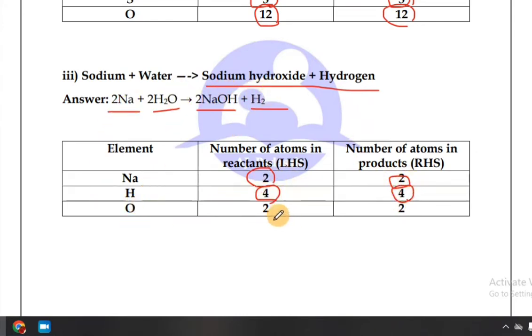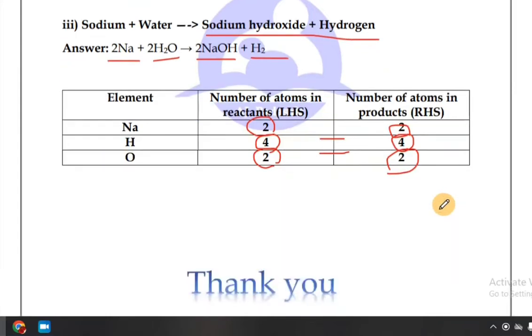And here we have 2 atoms of oxygen, and here also we have 2 atoms of oxygen. The number of atoms present in the reactant side is equal to the number of atoms present in the product side. So this equation is also balanced and it satisfies the law of conservation of mass.